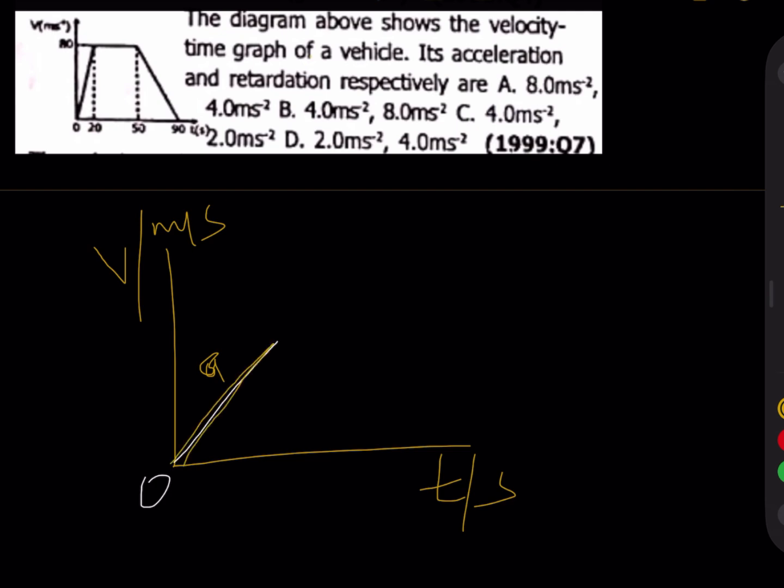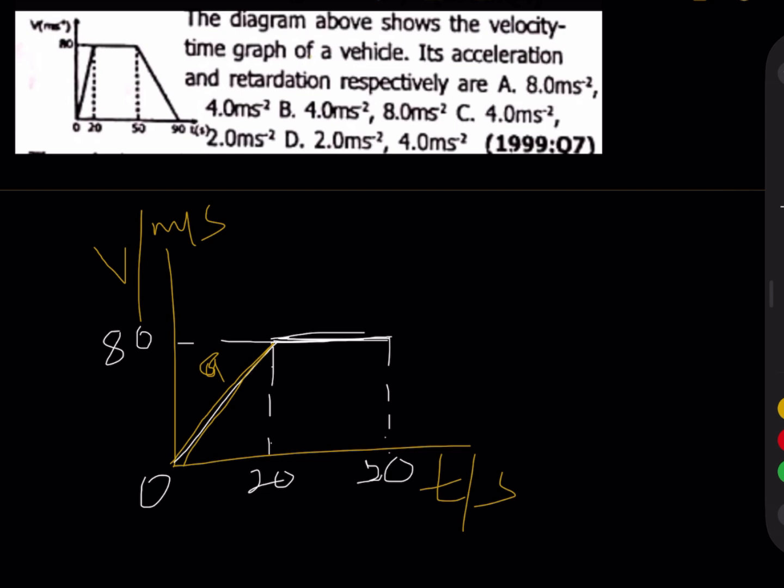This is for the first 20 seconds. Now for the next 30 seconds, that is 30 plus 20, which is 50 seconds, the vehicle maintained the same velocity of 80. So we call this motion uniform velocity.